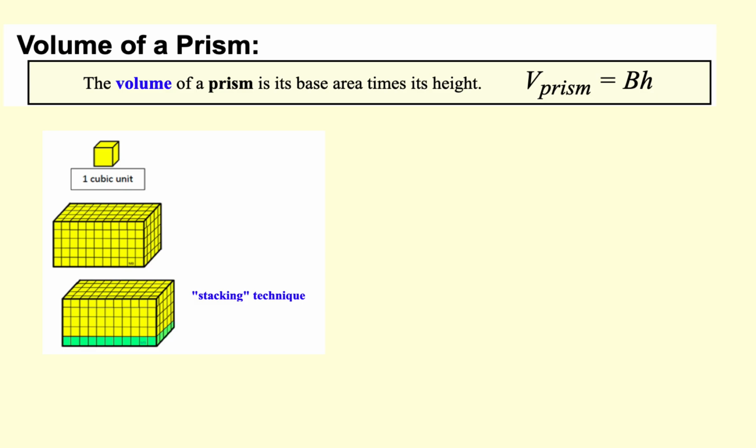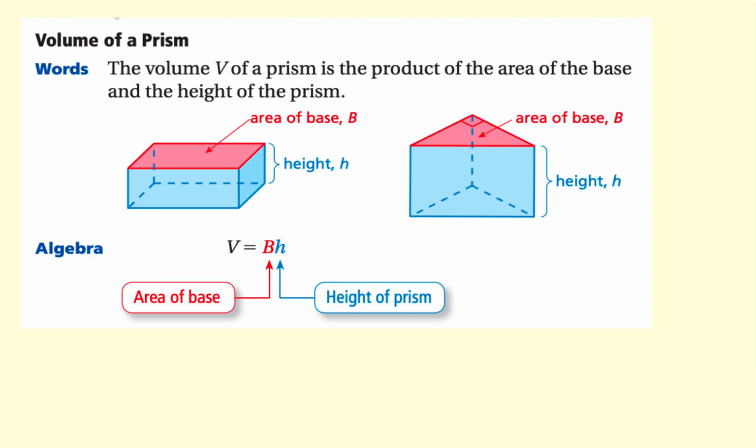So what we're doing here is we're finding the area of the base, and that's this green part right here, and then we're multiplying it by how many stacks there are, or how many stories there are. That's the height, and when we multiply that, we end up getting the volume. The volume is equal to the area of the base times height when we're talking about a prism.